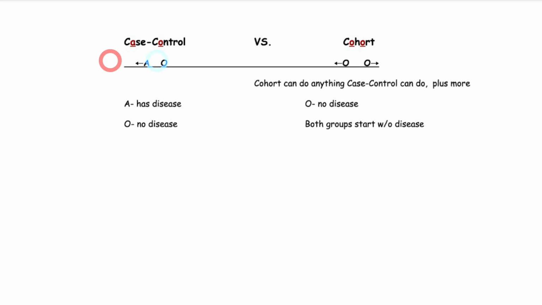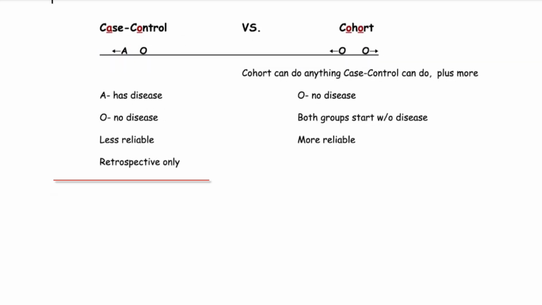We can look back in time. That's why we have an arrow going to the left. We're retrospective. We're looking back in time for a case control study. It is less reliable than cohort. Cohort can do anything case control can do plus more.